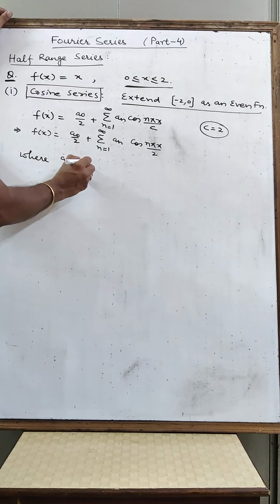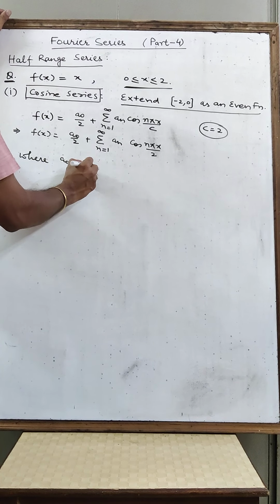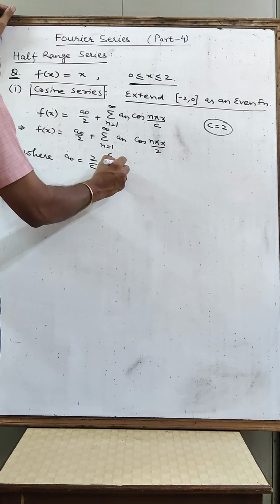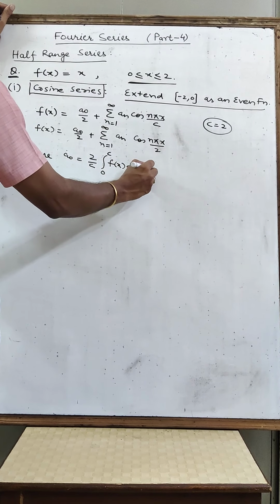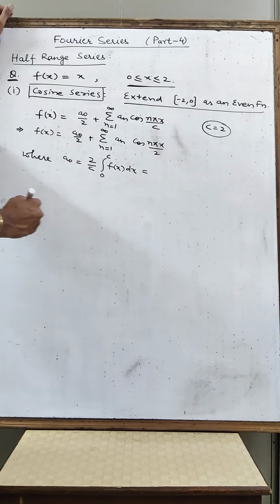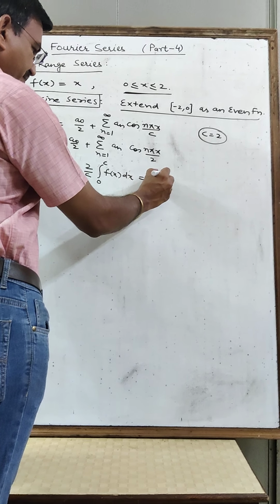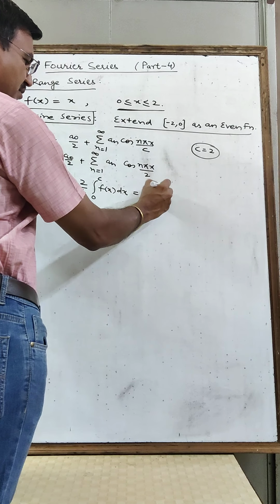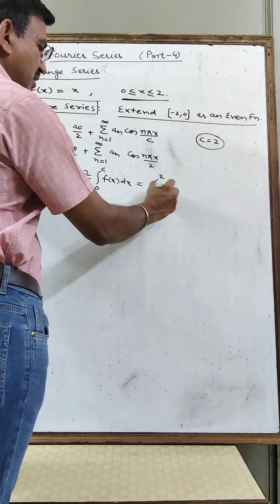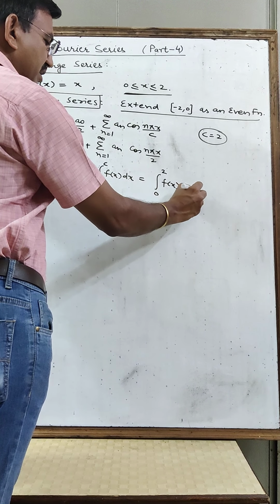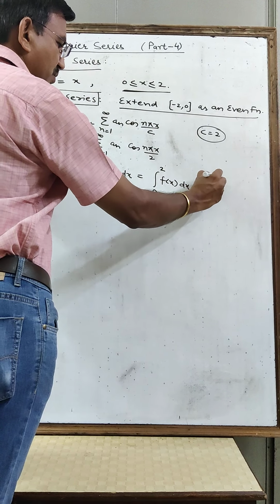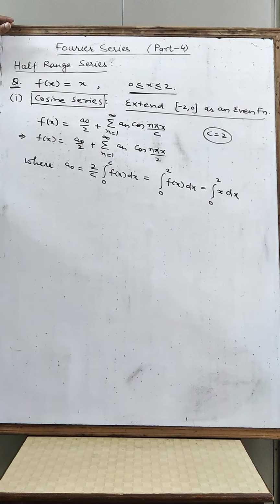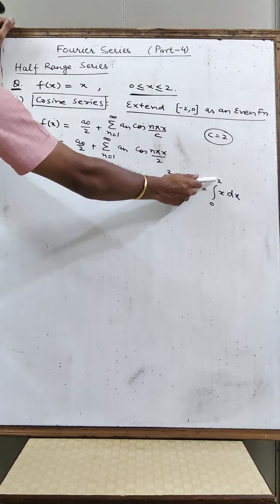a naught is equal to 2 by c integral 0 to c f of x dx, and we know c is equal to 2, so when we put c equal to 2, it will become integral from 0 to 2 f of x dx, and from 0 to 2 the function is x over the interval 0 to 2.